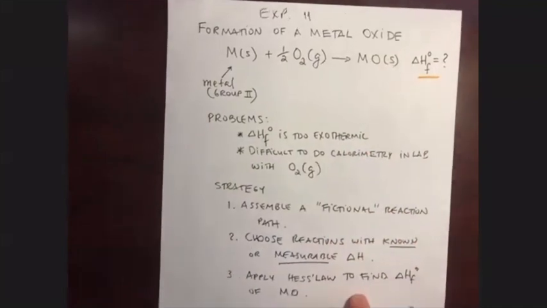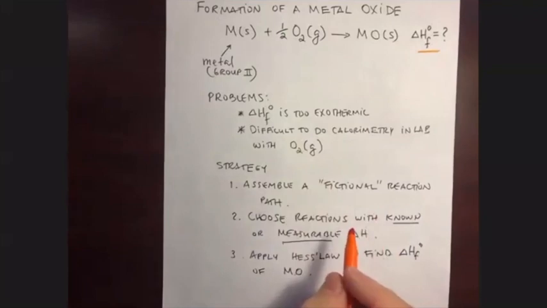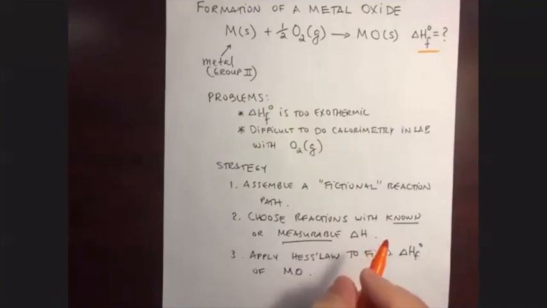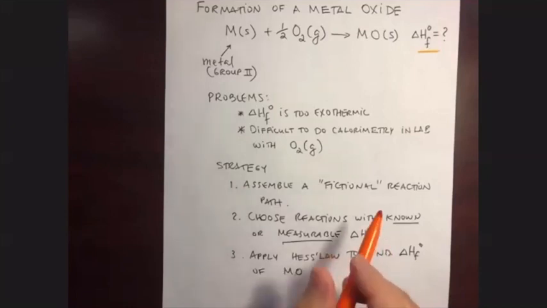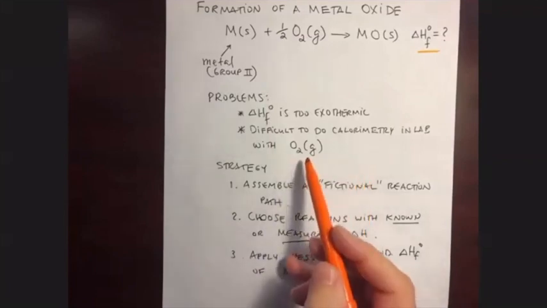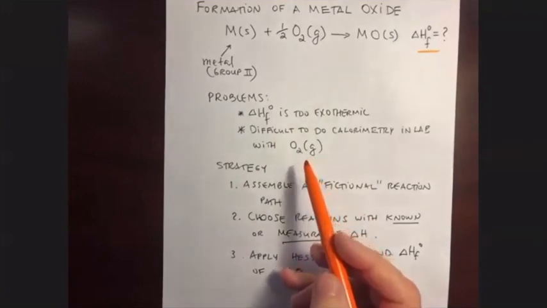Now, if we try to do this in the lab, we'll encounter a couple of problems. Number one, the reaction is too exothermic. As a matter of fact, for magnesium, the burning or combustion of magnesium essentially produces not only a lot of heat, but a very bright white light. That's what photographers used in the old days to produce flash so they could take pictures in the dark. It's also a difficult reaction to do in the lab because it's not easy to handle oxygen gas to do a calorimetry experiment. And we don't have a bomb calorimeter to work with.